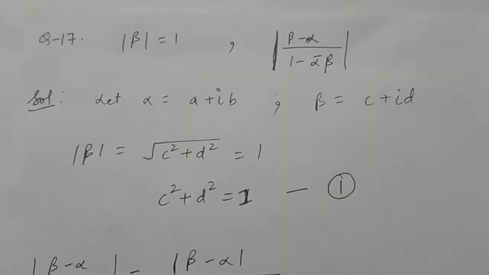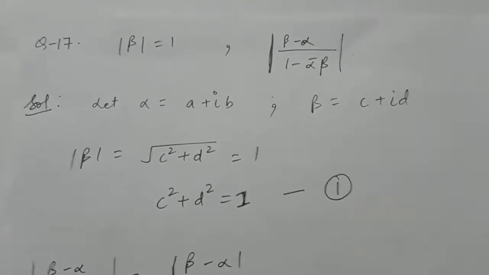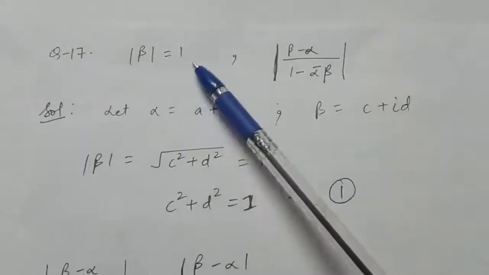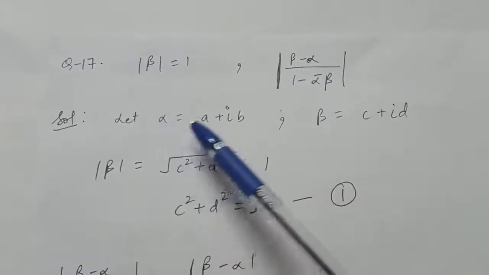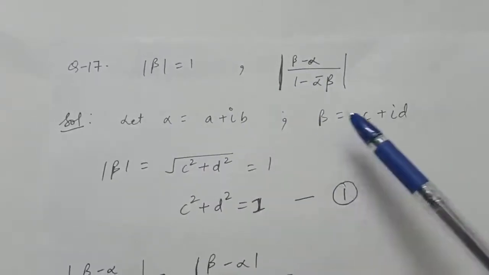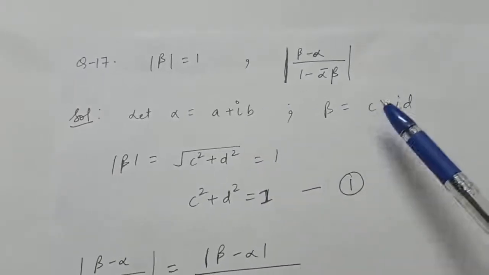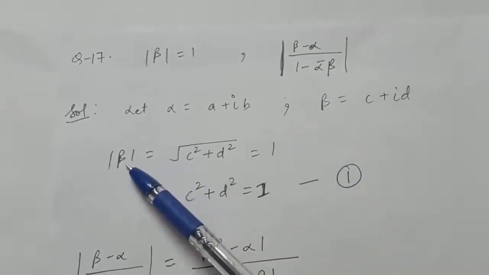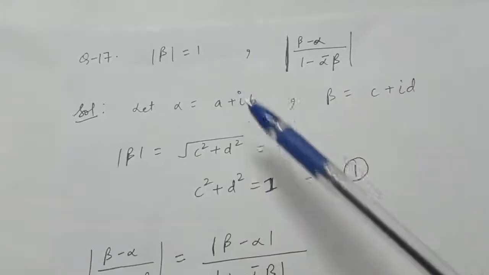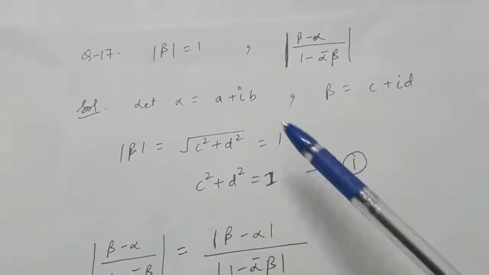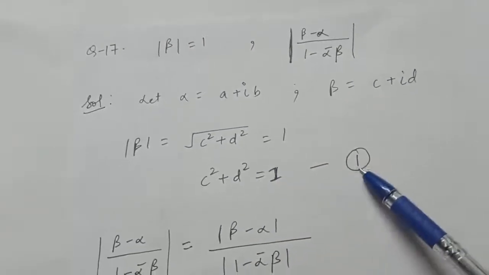In question number 17, it is given that alpha and beta are two different complex numbers and the modulus of beta is 1. You have to find the value of this. So first of all, let alpha be a plus iota b and beta be c plus iota d, because these are given as different complex numbers, right? Now the modulus of beta will be root of c square plus d square and it is given equal to 1. When you square both the sides, you will get c square plus d square also equal to 1, and let this be 1, right?